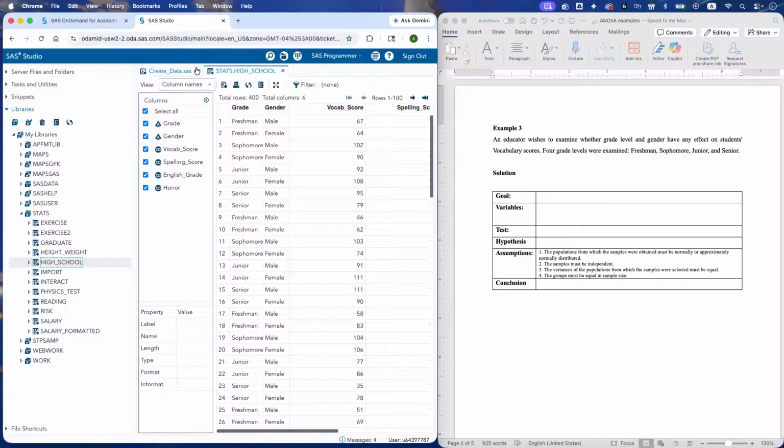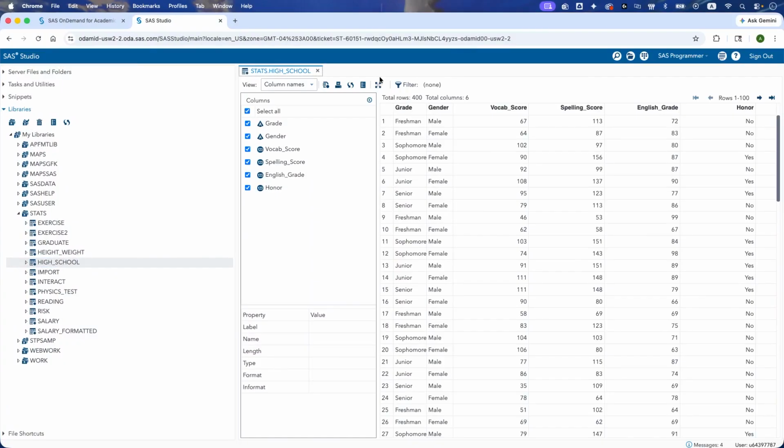So we have grade, gender, vocabulary score, spelling score, English score, and honor, yes or no. Note that this is categorical. These are numeric, continuous, numeric, continuous, numeric, continuous. This is also categorical, nominal, yes or no. It's binary actually. For the grade, we have 4 levels: freshman, sophomore, junior, and senior. For gender, we have binary, male and female, 2 levels.